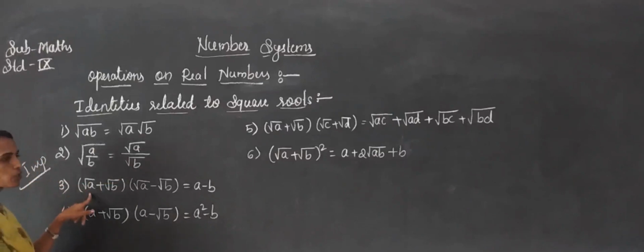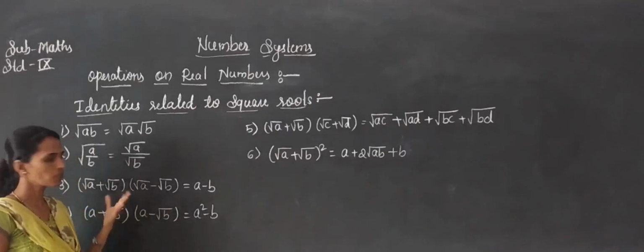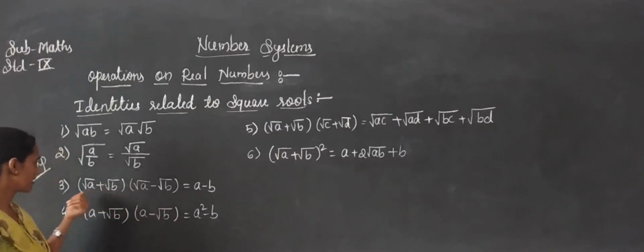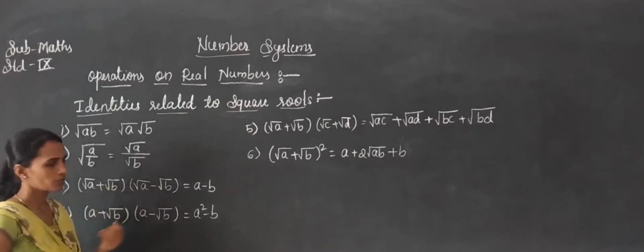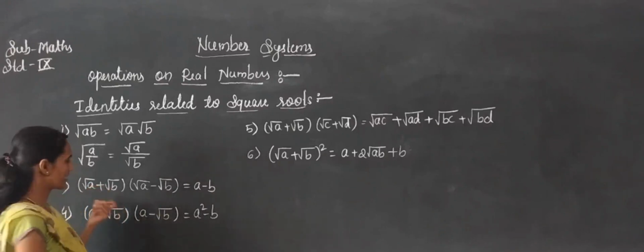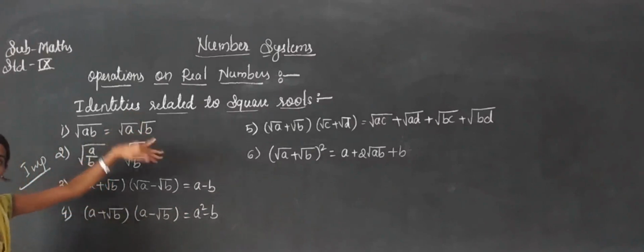Next one, root A plus root B into root A minus root B. Already we know the algebraic identity, A plus B, A minus B. Here root A plus root B, root A minus root B will give us A minus B only. There it becomes A square minus B square, but here it becomes A minus B because we are using this identity for square roots.